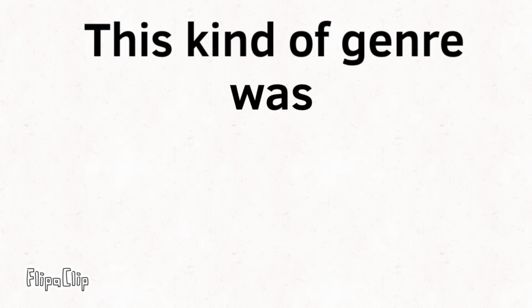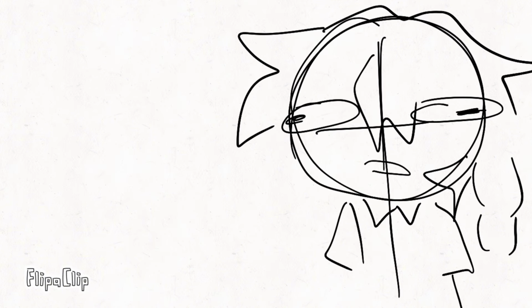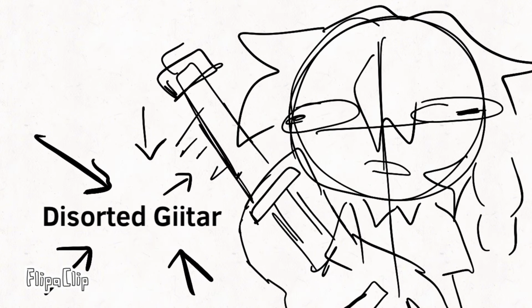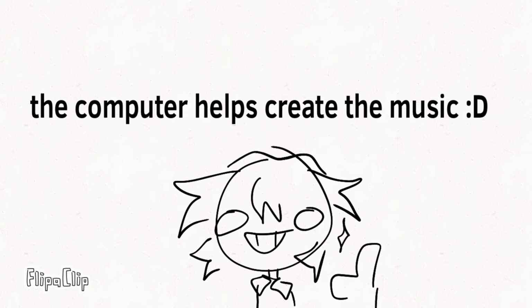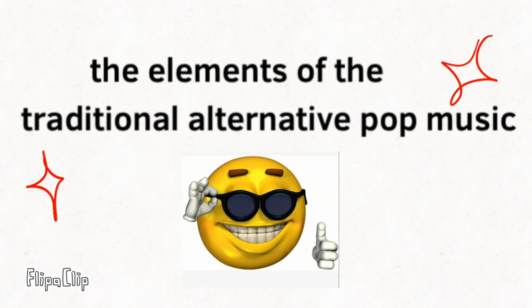This kind of genre emerged in the 2000s and early 2010s. Alternative pop usually uses distorted guitars and heavy drums. But this music used a computer to make the music. Alternative pop has a unique sound that blends elements of traditional pop music with alternative rock.